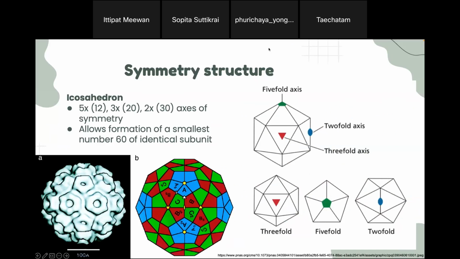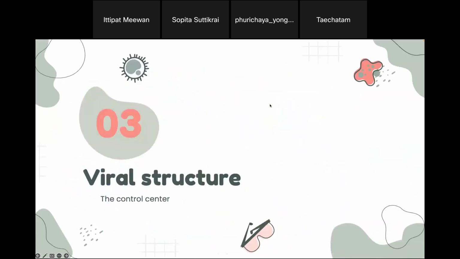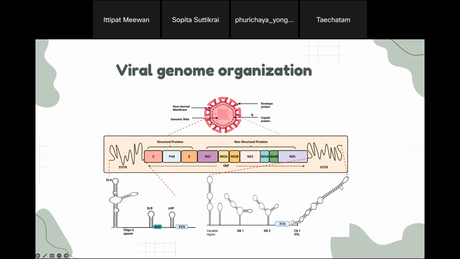You mean non-structural proteins? Okay, so let me rephrase the question. You mean the difference between the structural and non-structural proteins, right? The structural proteins are the proteins that are included in the viral structure. They can be capsid proteins, spike proteins, or envelope proteins. Basically, if we break down the virus, we're going to see these proteins.